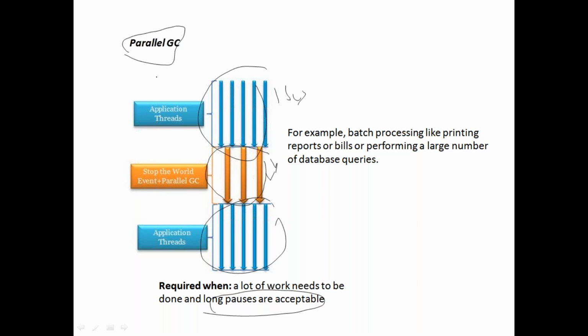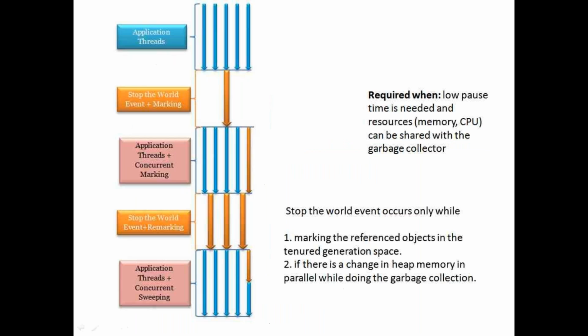So this batch processing, or printing the reports, performing a large number of database queries, as I've told you, processing your paychecks, a lot of things like this happen behind the scenes. It's not online. Then parallel GC is acceptable over there, because in this kind of environment, long pauses are acceptable. Okay, but you need a powerful GC there.